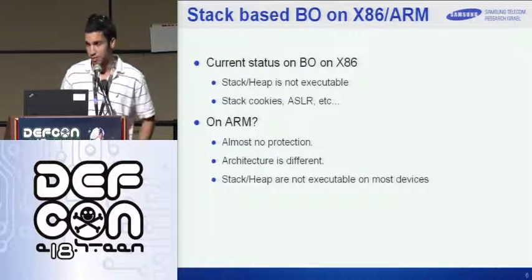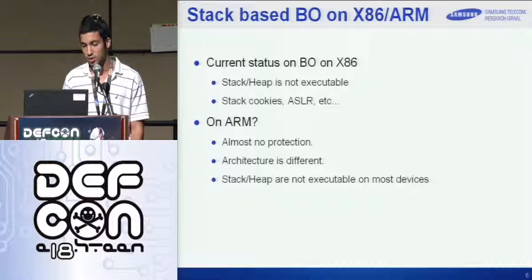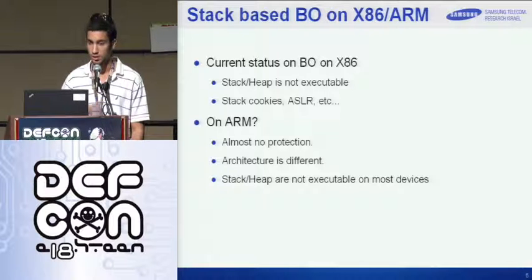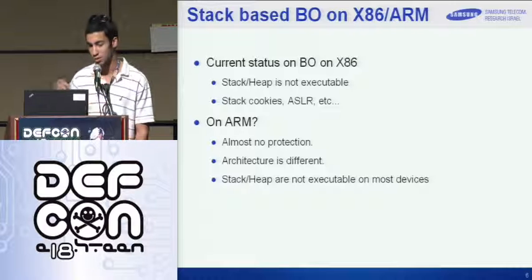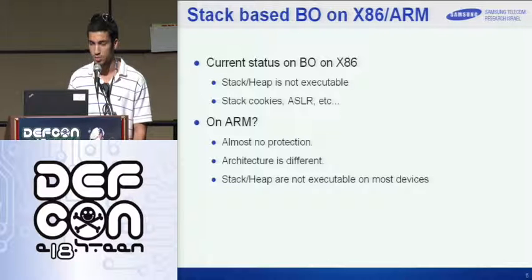All right, so after the very beginning, we'll cover the status of buffer overflows on x86. These days, you can see on x86 many defenses against buffer overflows. It's really hard to exploit these days on x86 architecture. The stack and heap are not executable. You've got stack cookies. ASLR randomizes most of the places very well. It's really hard to bypass, especially if you've got all of the vectors.